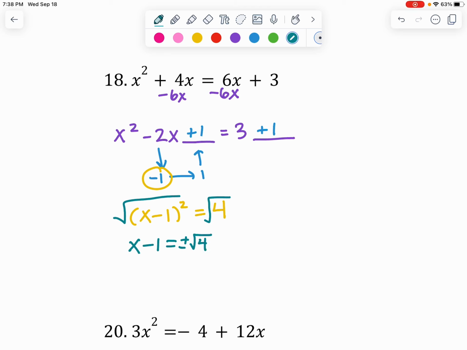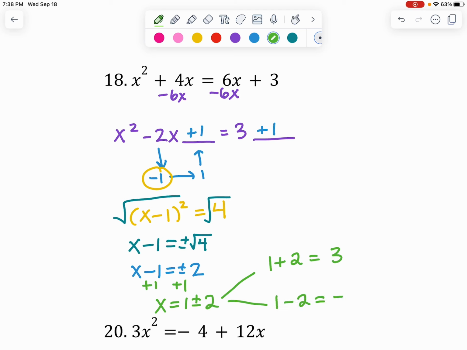Now I know that 4 is a perfect square, so the square root of 4 is 2. And then I'm going to add 1 to both sides. x equals 1 plus or minus 2. Now we have to break this up because 1 and 2 are both whole numbers. We're going to do 1 plus 2 and we get 3. And then we're going to do 1 minus 2 and get negative 1. So my two answers are 3 and negative 1.